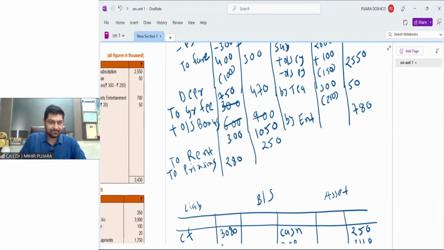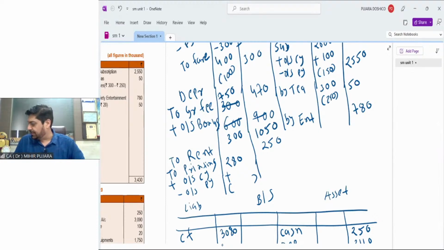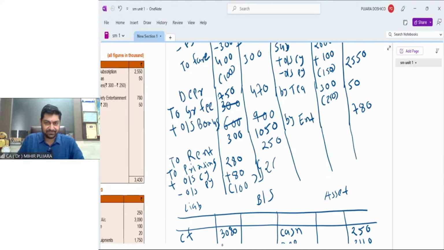Simple. Outstanding of current year is given 80, and previous year is given 100. So 280 plus 80 minus 100, that is 260.